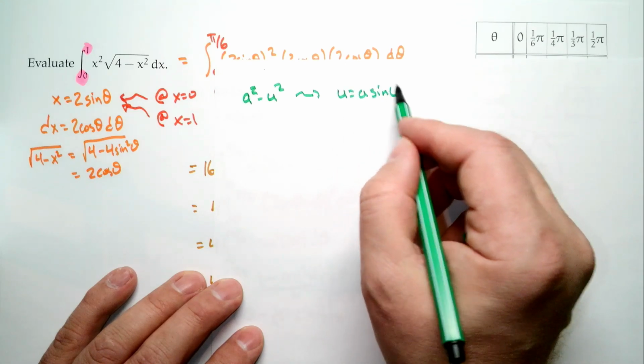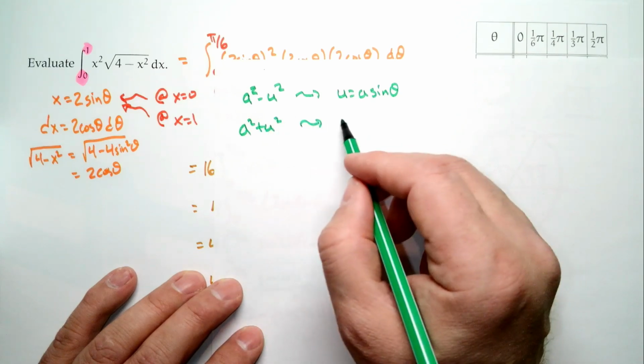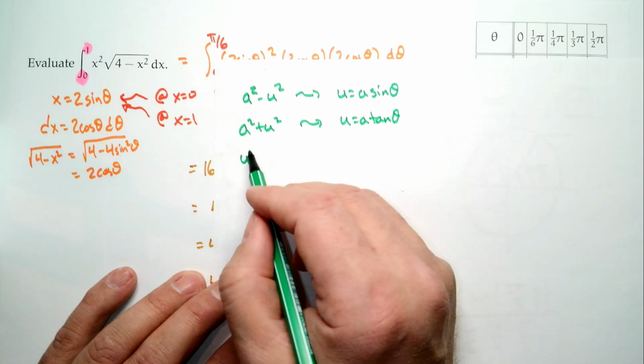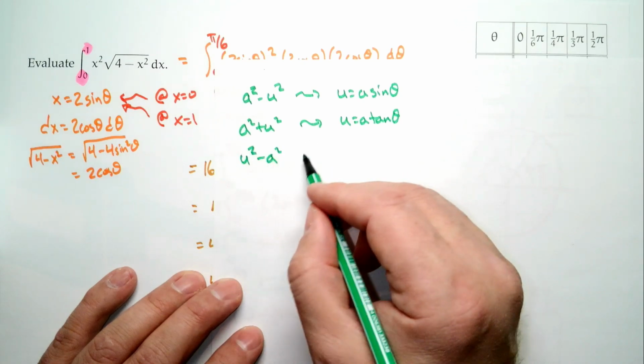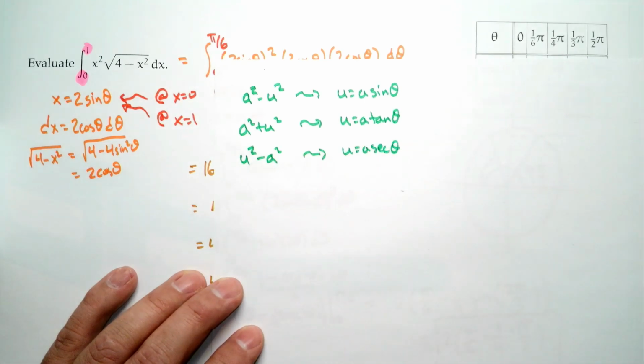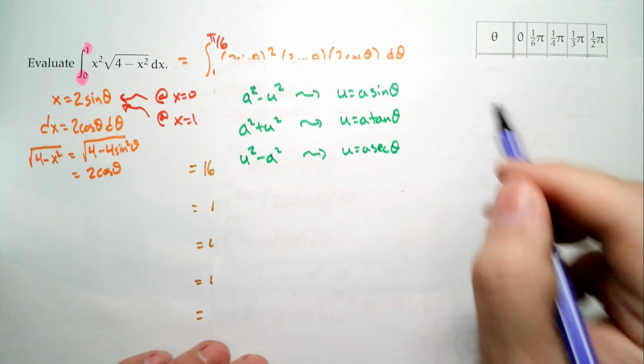a sine theta. If it's a squared plus u squared, our substitution is tangent. So if everything's positive, it's coming up tangent. U squared minus a squared, then our substitution is secant. But that's actually not the whole story. It turns out that we can do the following.